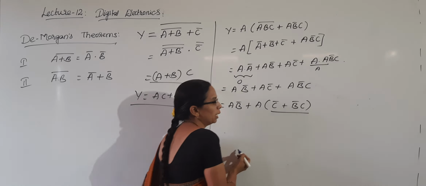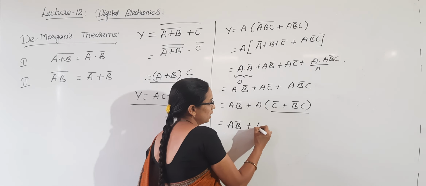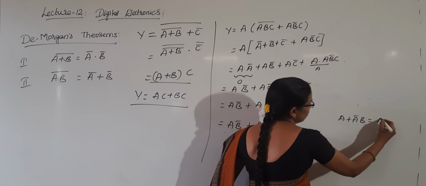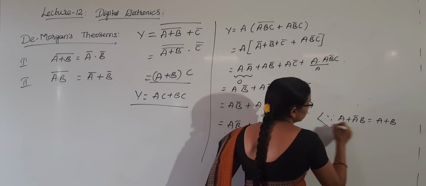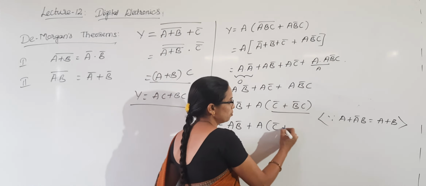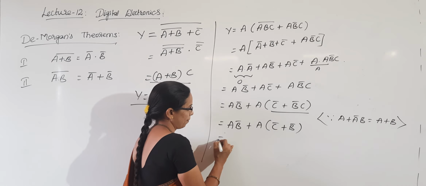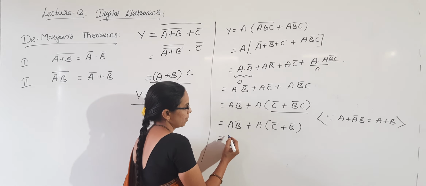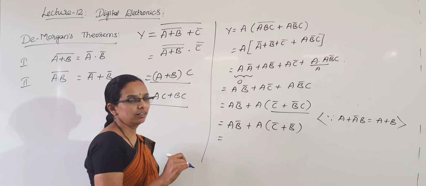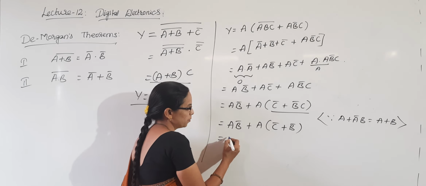This will be of the form A plus A bar B, which can be written as A plus B. So, it will be C bar plus B bar C, which you can write as C bar plus B bar. Or if you want you can use the distributive property: C bar plus B bar into C bar plus C. You can use that, you will get C bar plus B bar.